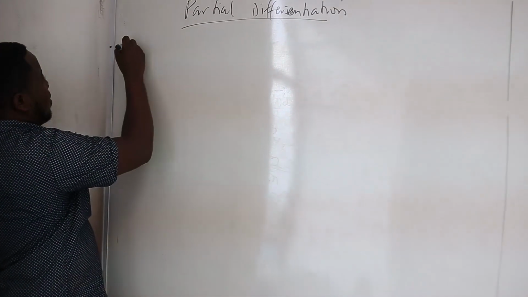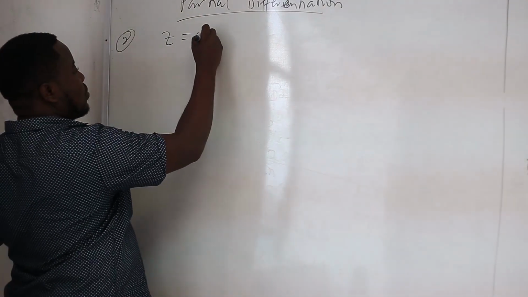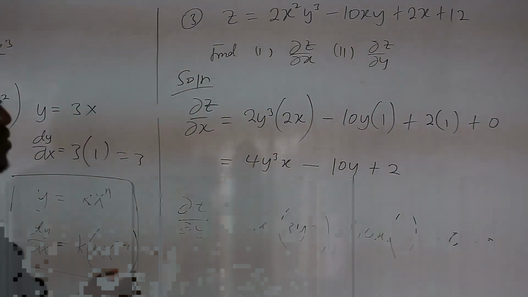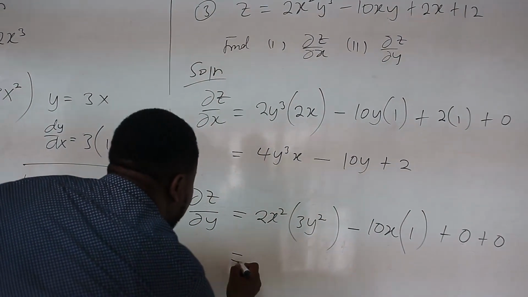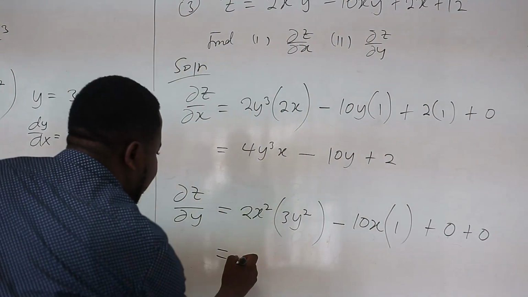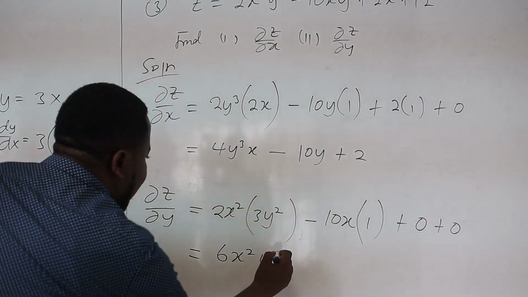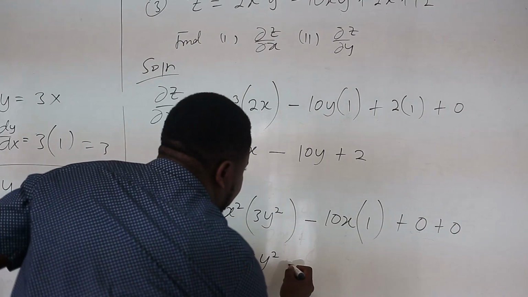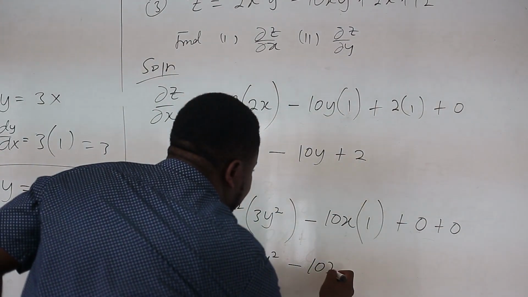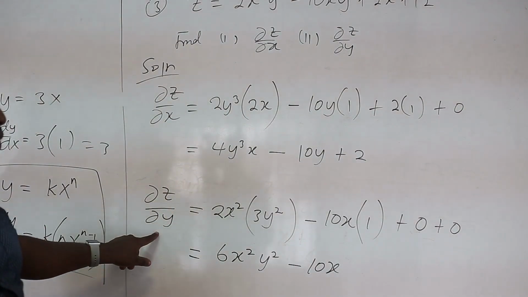So example 2. If z is equal to, so 2 times 3 will give us 6. So we have 6 x squared y squared minus 10x. So this is dz dy.